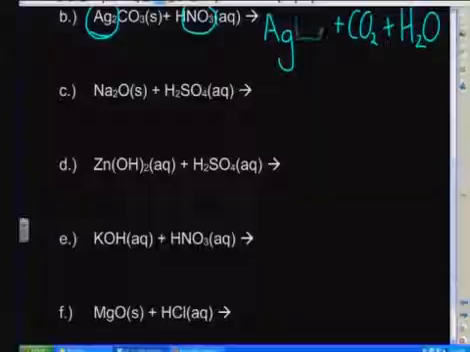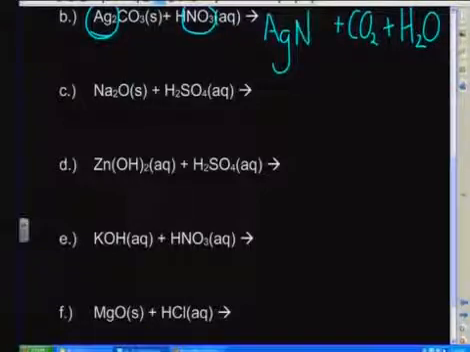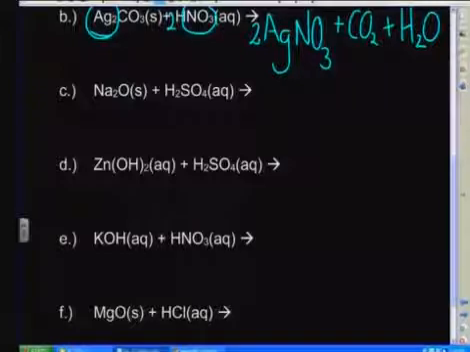This becomes AgNO3. Balancing this one could be fun. We actually need to put a 2 in front of that one and a 2 in front of the HNO3, and I think that's balanced. Let's just check. 2 silver, 1 carbon, 3, 6 oxygen. Oh, hang on, no, 9 oxygen, I can't count. 6 oxygen, 8 oxygen, 9 oxygen, 2 hydrogen, we're happy.